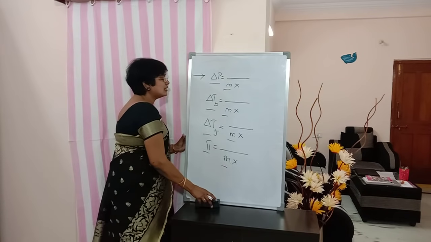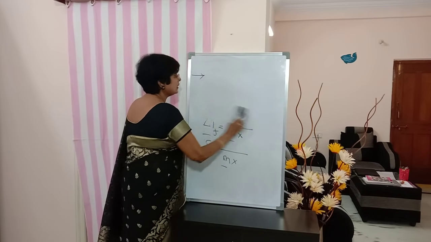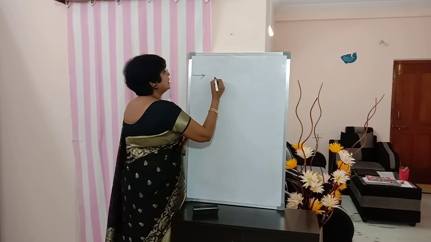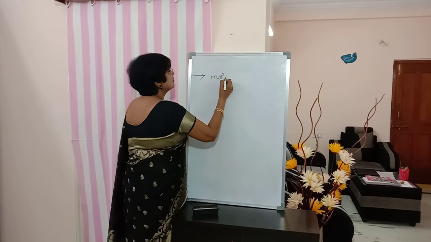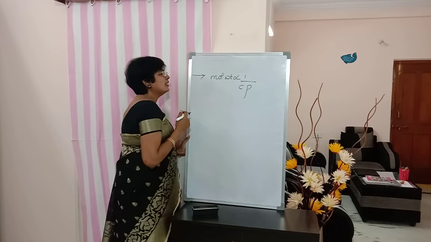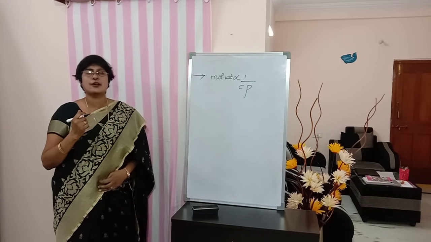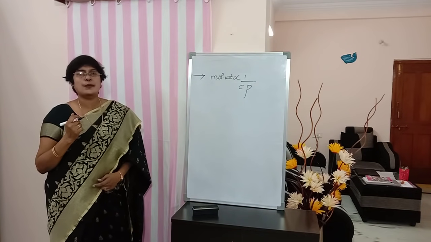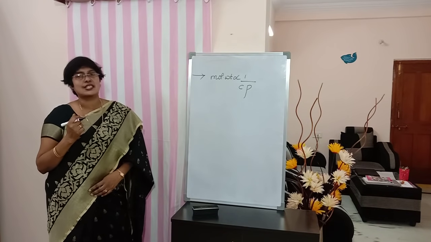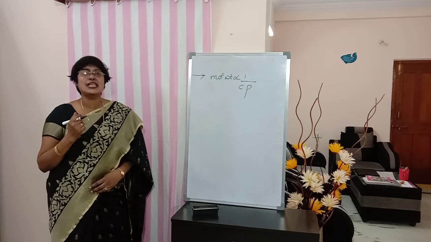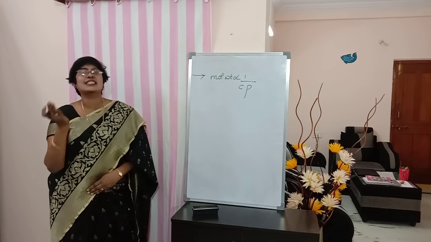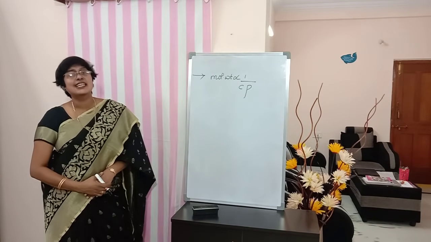Okay, so write down the third point. Third point, colligative property is inversely proportional to molecular weight. So what does it mean if they are inversely proportional to one another? If one is increasing, the other one will automatically come down.